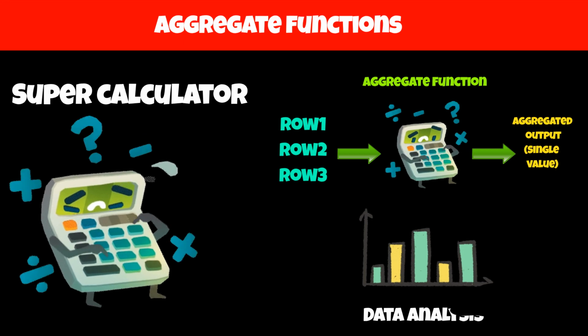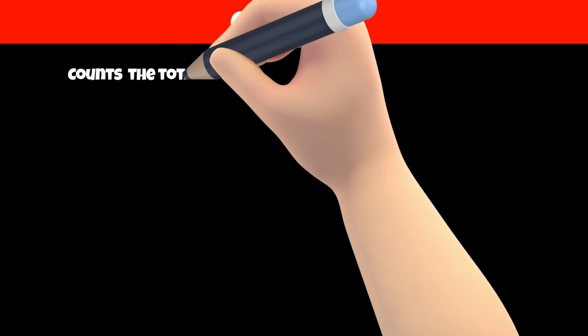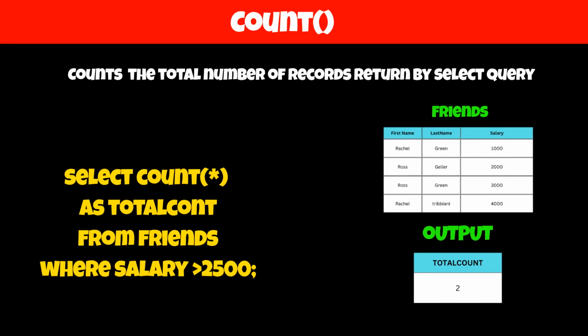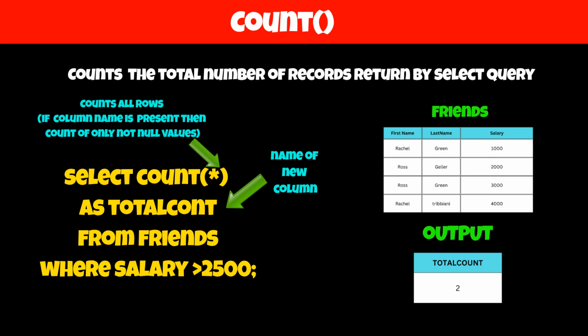One example of an aggregate function is the count function. The count function counts the total number of records returned by the select query. For example, if we use count in a select query that returns 2 rows, then the total count column will show 2 as the output. We can use the as keyword to give a name to our new column. If you pass star to the count function, then it will count the total number of rows returned by the query. But if you specify some column name as a parameter to the count function, then it will count the total number of non-null values in that column.